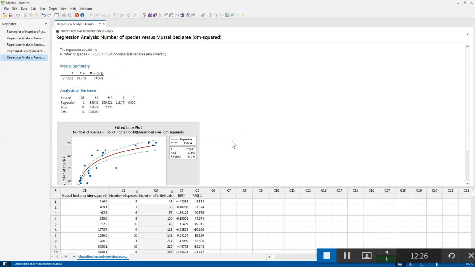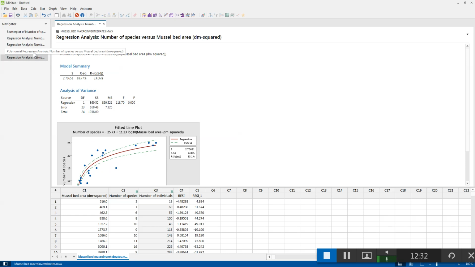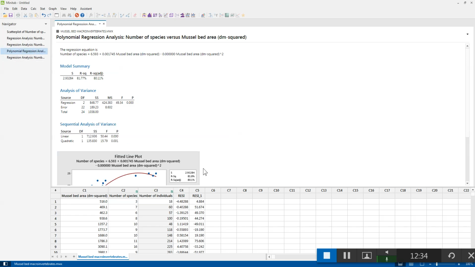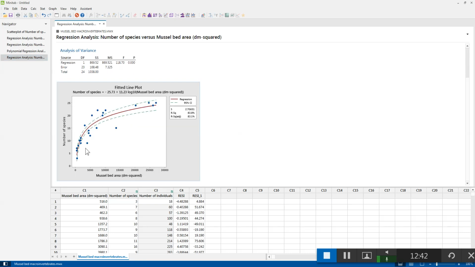Silly me. Better. Okay, so you can see now that R squared's gone up a little bit, not a lot, but a little bit. We had 81 there. The R squared's now gone up to 83.8, so it is a slightly better regression. By taking out the quadratic term and then taking the log 10 of the mussel bed area, it has given me a slightly better fit.